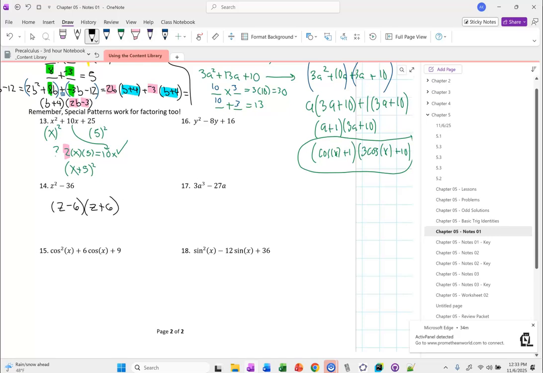How about 17? James says take a 3A out. And if you do that, the difference of 2 squares is now staring at you in the face, right? A squared minus 9. A minus 3, A plus 3.